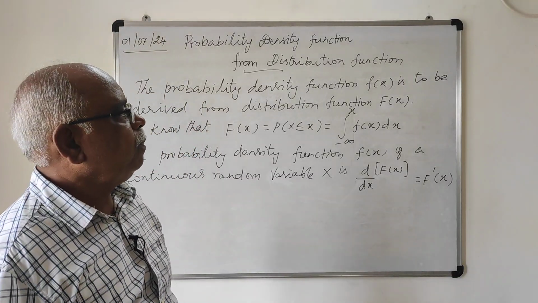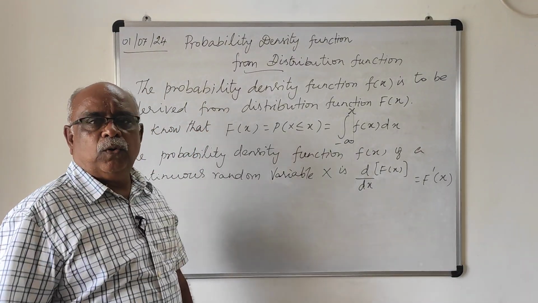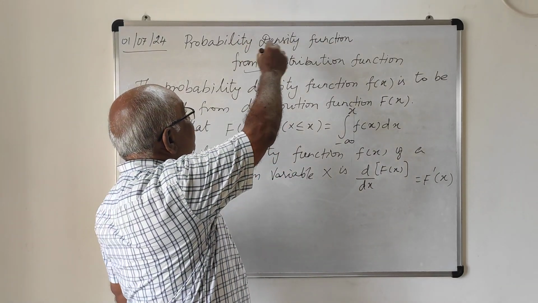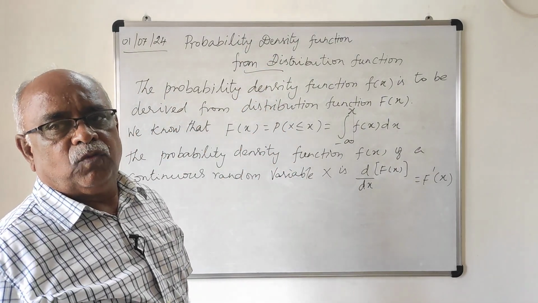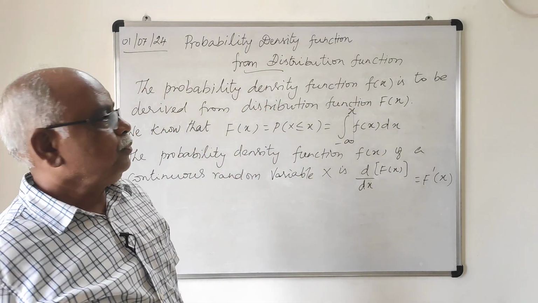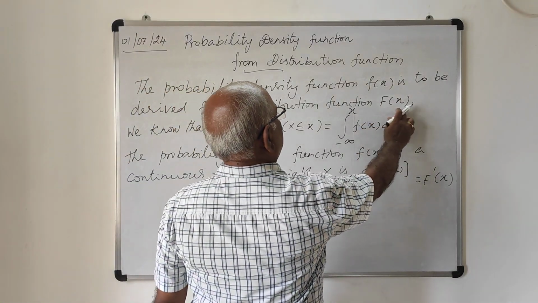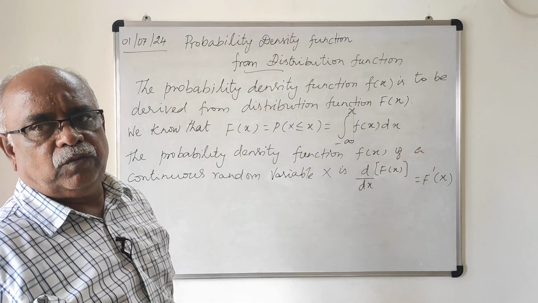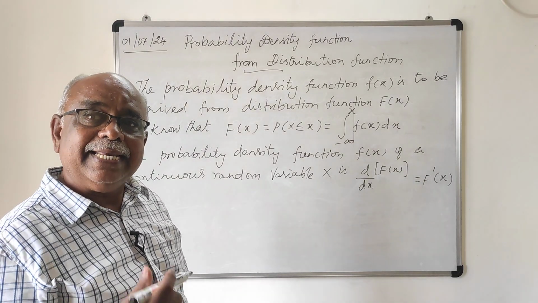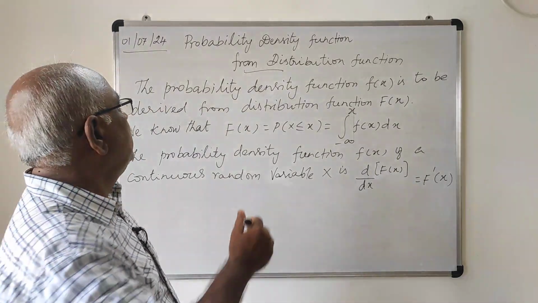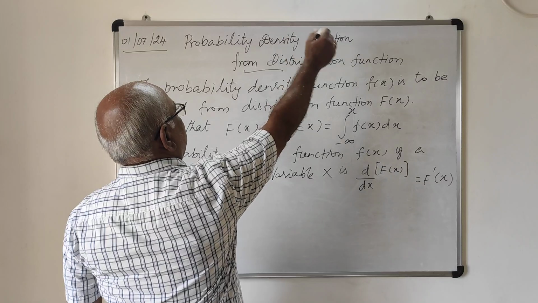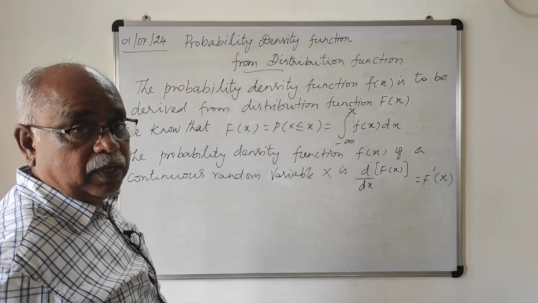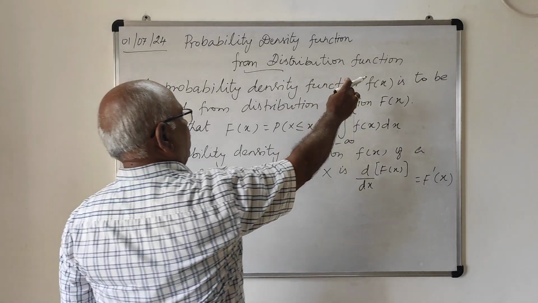My dear students, in this video I am going to find the probability density function from the distribution function. The distribution function capital F of x is given. From that distribution function we have to find out the probability density function. That's our task. Probability density function from distribution function. That's our topic. We know that the probability density function is f of x.